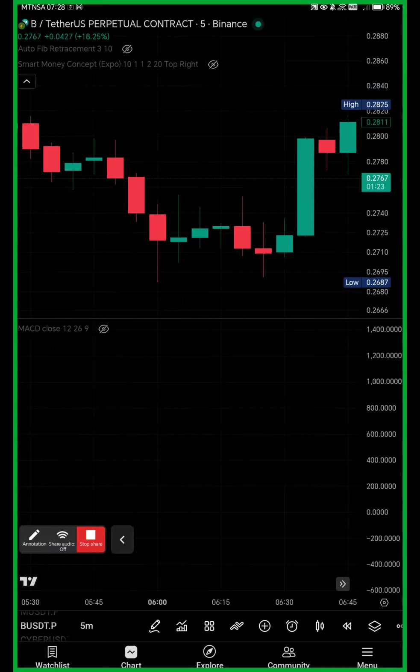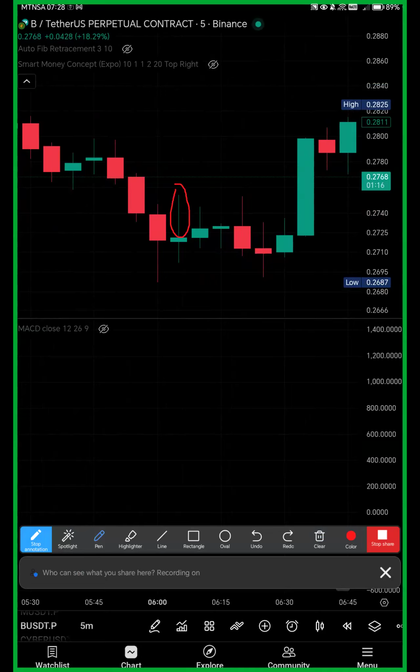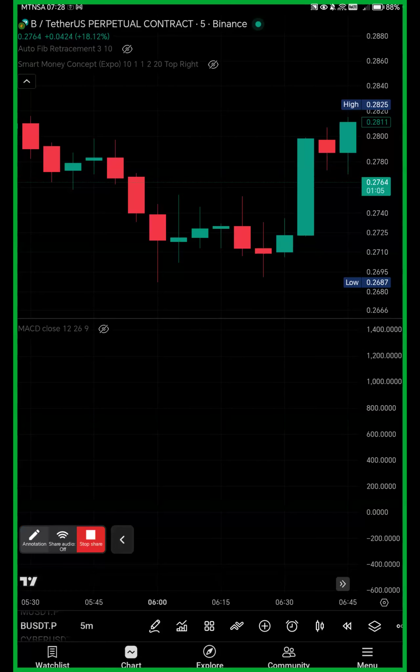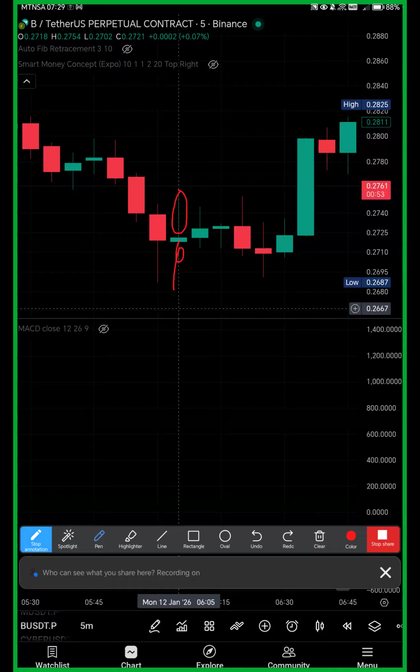Can you see this candle over here? It is having a long shadow on the top and a short shadow at the bottom. Then you will find another one upside down. You're going to have a long shadow at the bottom, but a short shadow at the top.